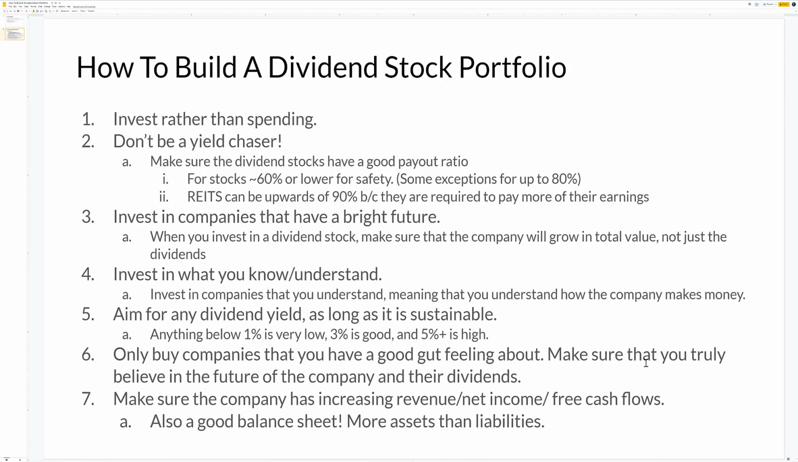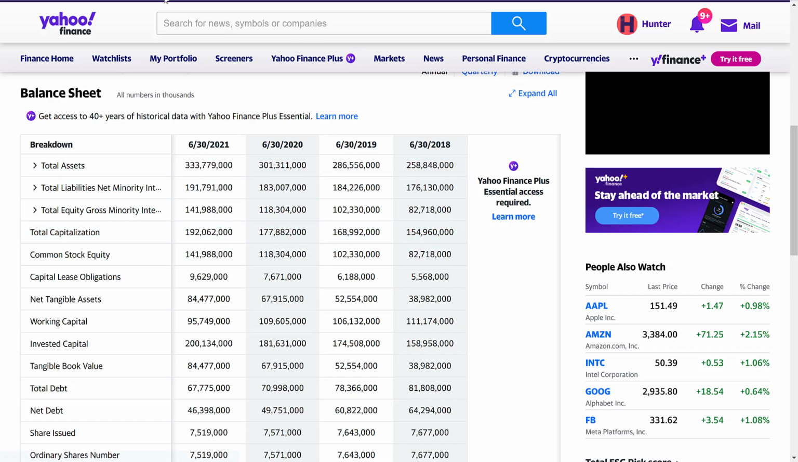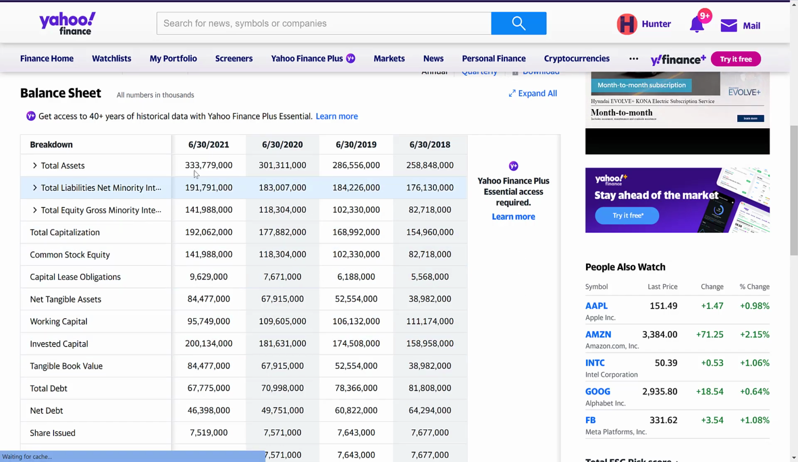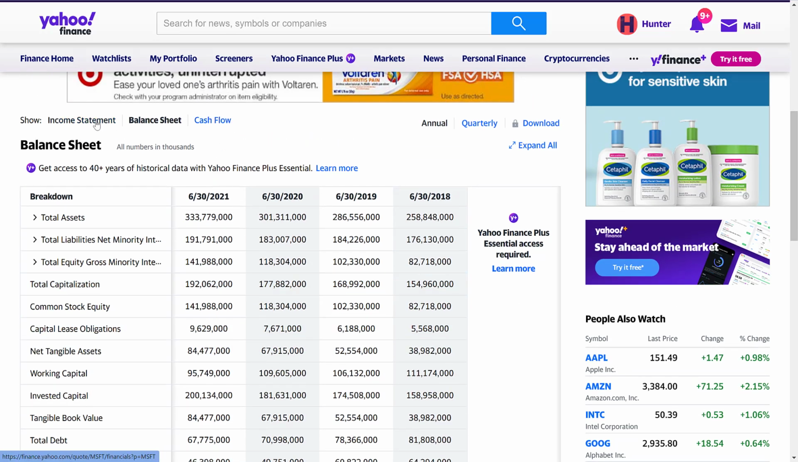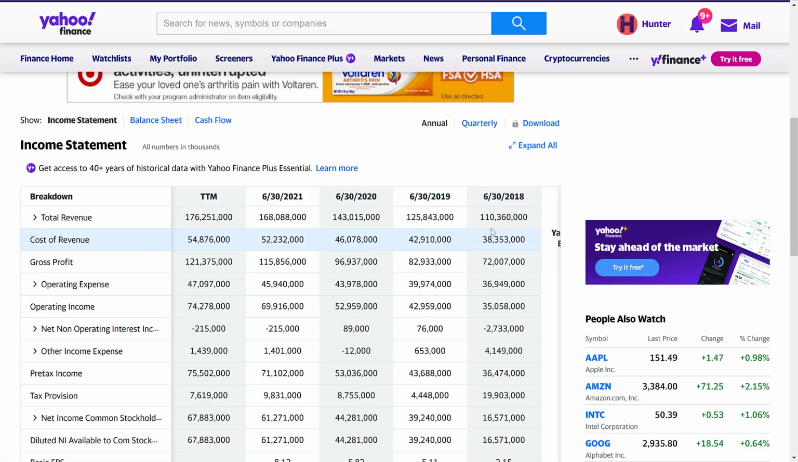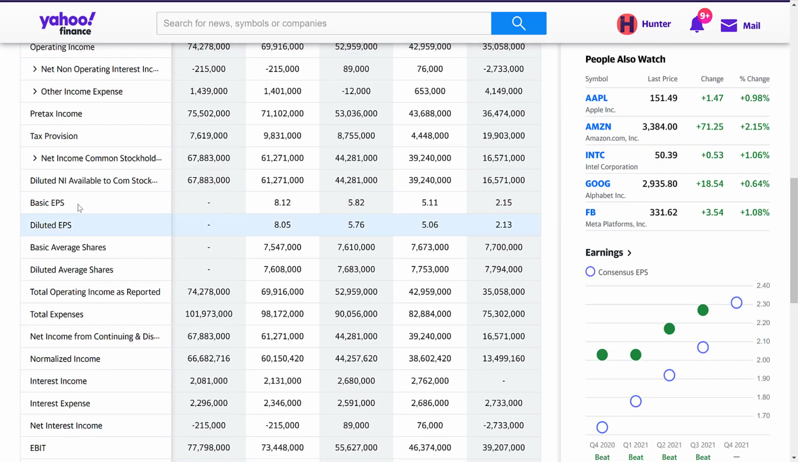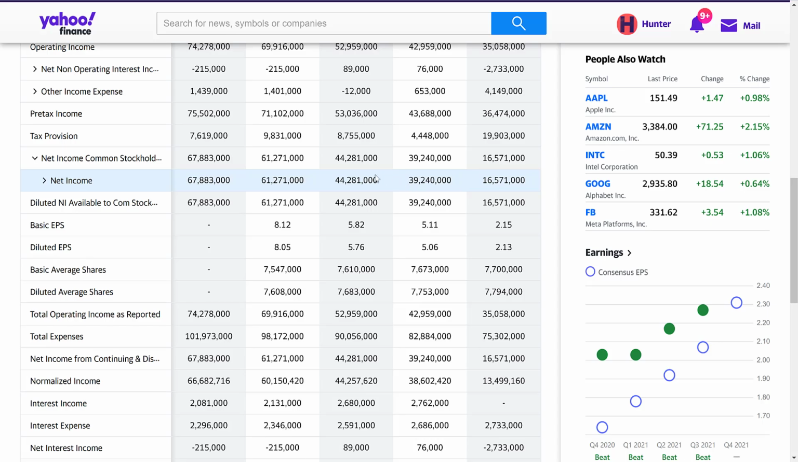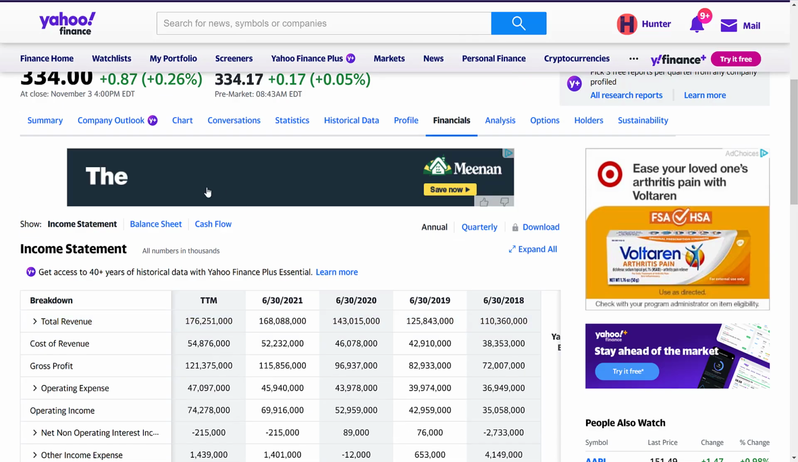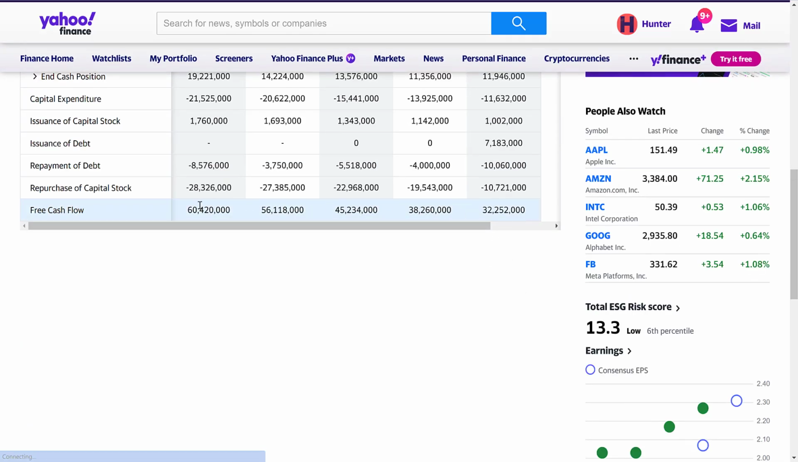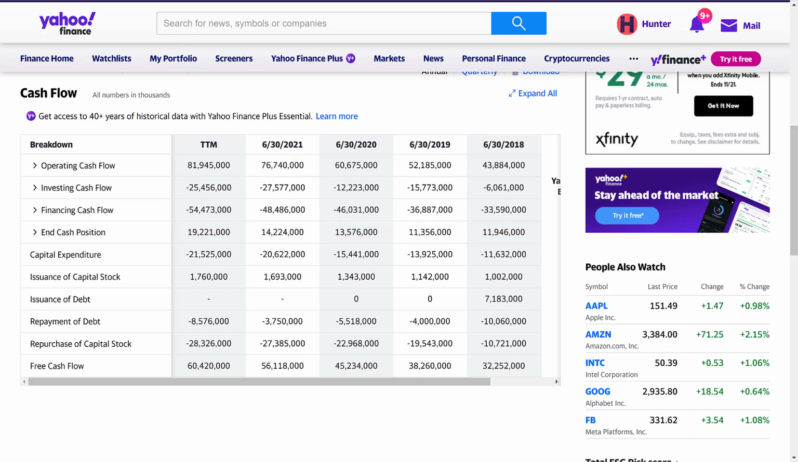Now, seventh, make sure the company has increasing revenue, net income, and free cash flows. What we'll see right here is I'll just show you what this means. You also want to make sure they have a good balance sheet. Total assets compared to total liabilities. This is on Microsoft. They have more in assets compared to liabilities. I'm using Yahoo Finance to look at this stuff. The income statement, total revenue, increasing year over year. You can see that number keeps getting bigger. The net income keeps getting bigger as well. You really want to make sure they are increasing net income and increasing free cash flows, because what does that mean? That means they have more cash, more money to pay out to shareholders, which are you and me.